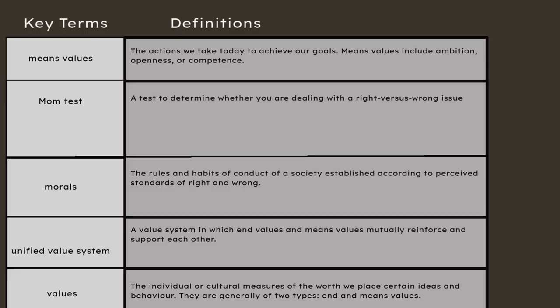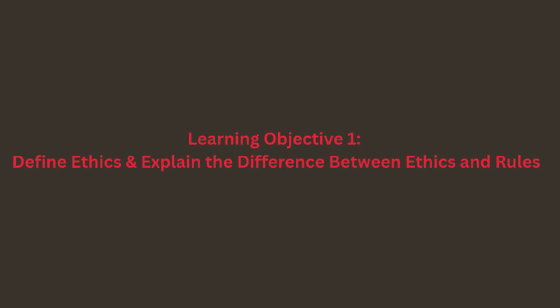A unified value system is a value system in which end values and means values mutually reinforce and support each other. Values are the individual or cultural measures of the worth we place on certain ideas and behavior. They are generally of two types, end and means values.